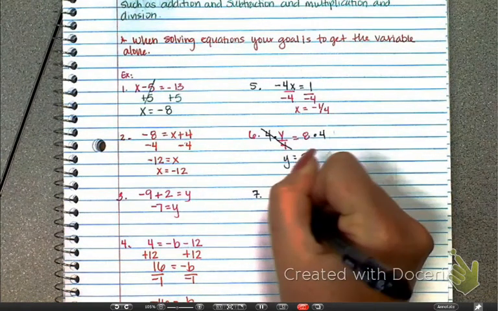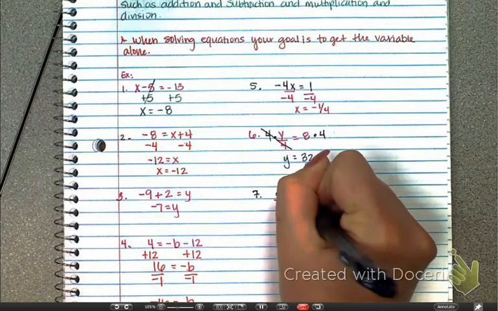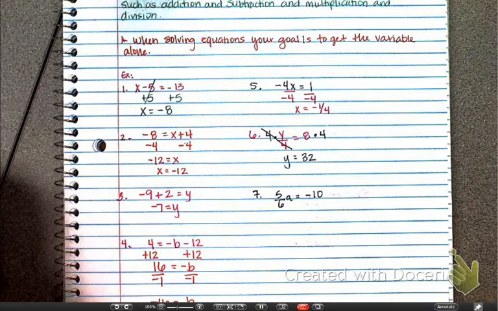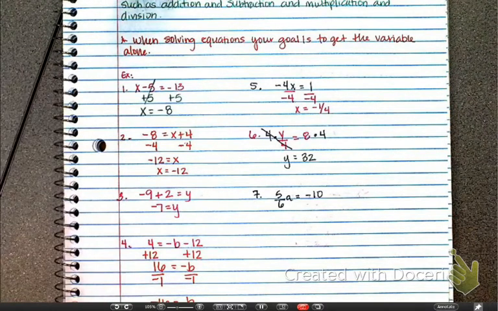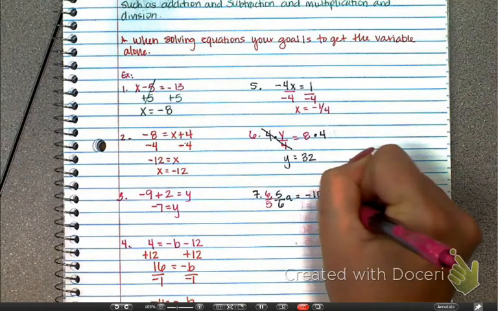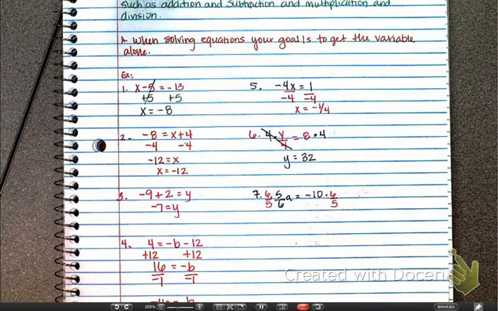What if you have 5/6a equals negative 10? So I'm currently doing what operation? I'm currently multiplying, right? 5/6 times a. Do you agree with that? So opposite of multiplication would be division. Can you divide a fraction? No. You multiply by the reciprocal, so why just not do that from the beginning, right? So let's multiply by the reciprocal. And reciprocal just means we flip that fraction.